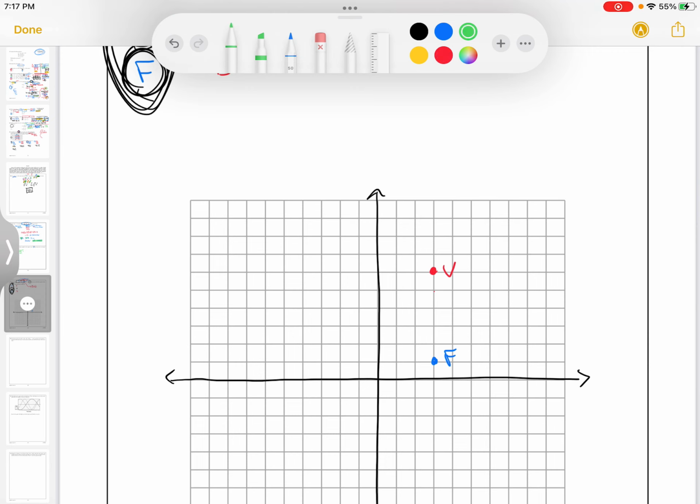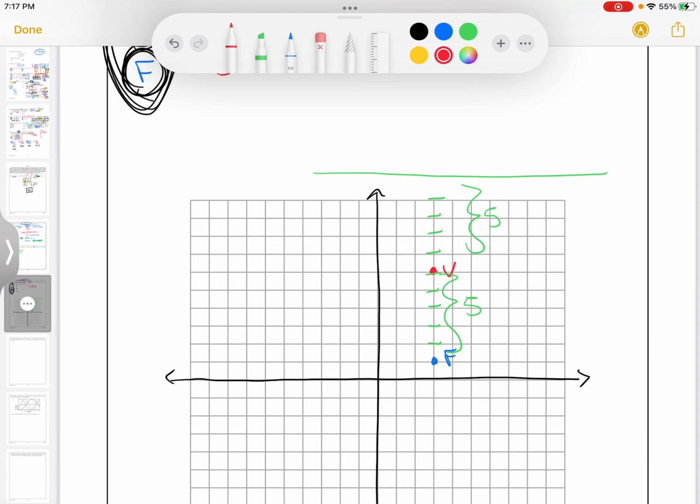Now I need to find the directrix. So to do that, I have to find out how far apart these are from each other. 1, 2, 3, 4, 5. That means the directrix is 5 units up. 1, 2, 3, 4, 5 is going to be right here. This is 5 units up.